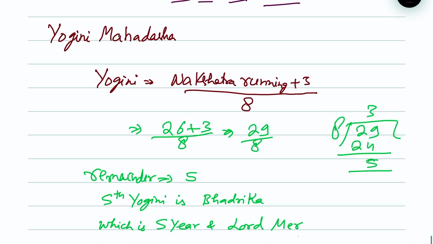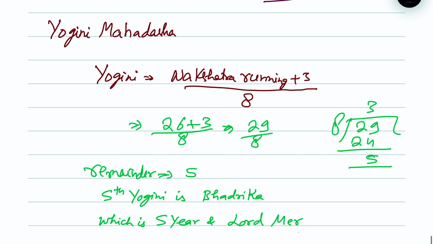Now let's calculate the Yogini Mahadasha balance at the time of birth. To calculate the Yogini at the time of birth, we require the nakshatra running plus 3, divided by 8. We are adding 3 because the first nakshatra is mapped to the 4th Yogini. Whatever the remainder is, if it is between 1 and 8, we use it; if it is 0, then we use 8. Here the remainder is 5.